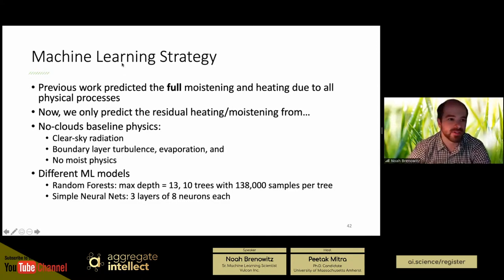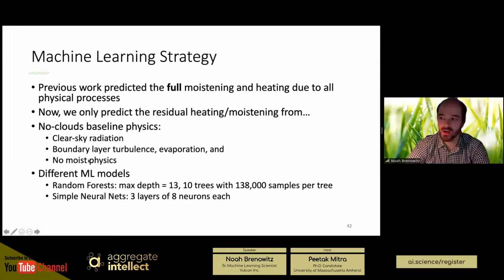In our previous work, we predicted the full moistening, that was Q2, and the full heating. We didn't use any of the existing parameterizations. We sort of trust radiation, we think we know how radiative transfer works, but we didn't use that. In this case, we have used setups where we use the residual heating and moistening from a set of baseline physics. As our base for the results I'll show, we use clear sky radiation. This is the radiative transfer, the cooling and heating of the atmosphere that would occur without any clouds present. We also include boundary layer turbulence, evaporation, and sensible heat transfer. So we allow this model to use the existing parameterizations to transfer heat and water from the surface into the atmosphere.